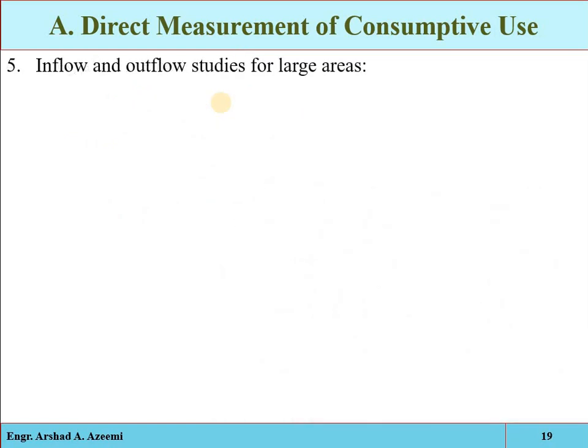Similarly, the next method is the inflow and outflow method. Remember, this method is also called the annual consumptive use, and mostly it is utilized for large areas. Suppose you are finding out the consumptive use for the whole Peshawar district, for large areas on an annual basis, that is also called the valley consumptive use. This method is used for the whole valley, on an annual basis.